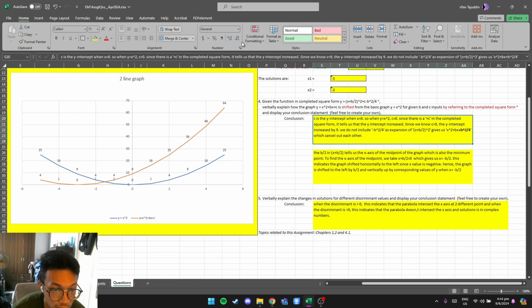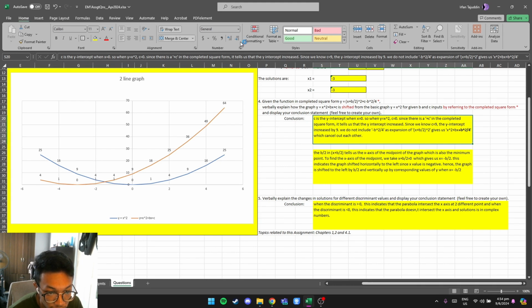We do not include negative b squared over 4 as an expansion of x plus b divided by 2 to the power of 2 gives us x squared plus bx plus b squared over 4, which cancel out each other. B divided by 2 in x plus b divided by 2 tells us the x-axis of the midpoint of the graph, which is the minimum point.